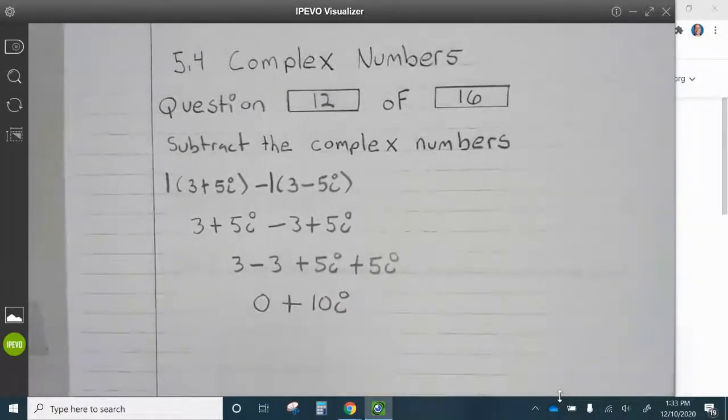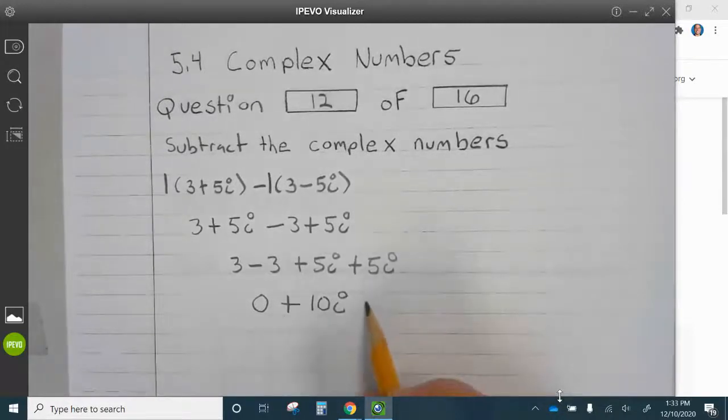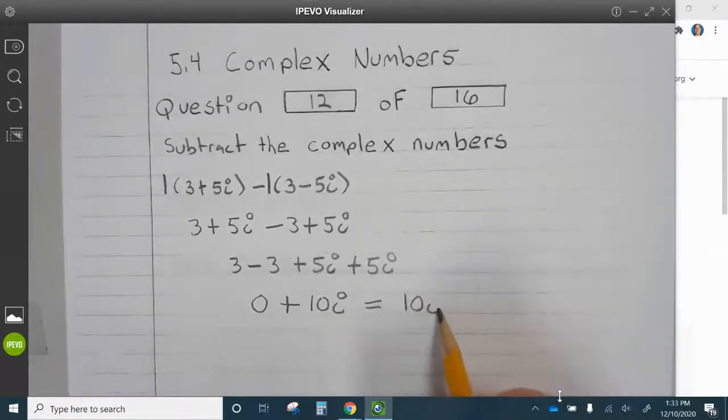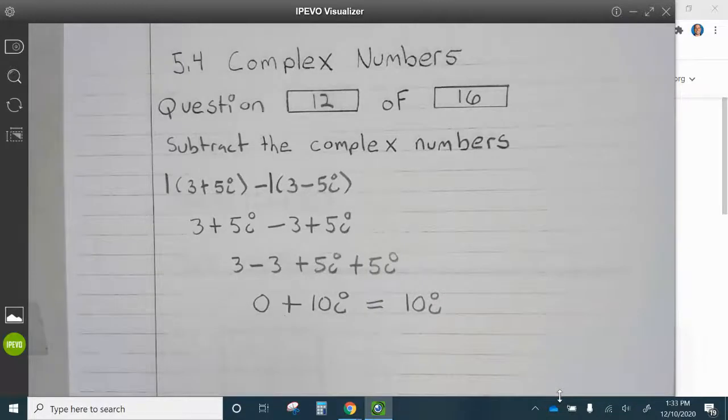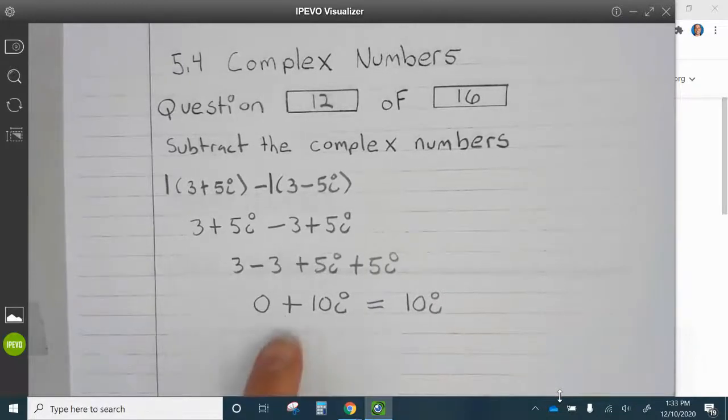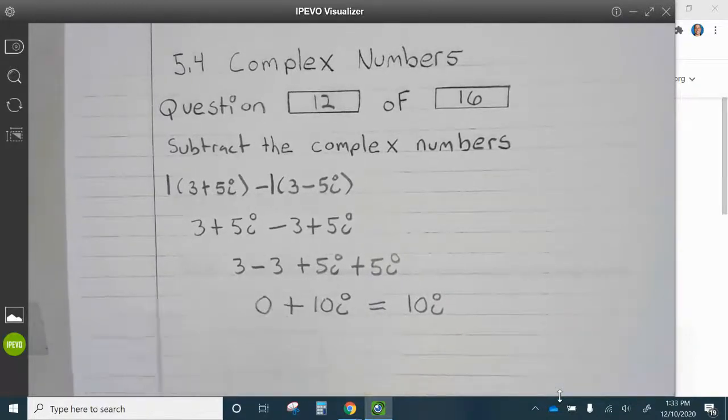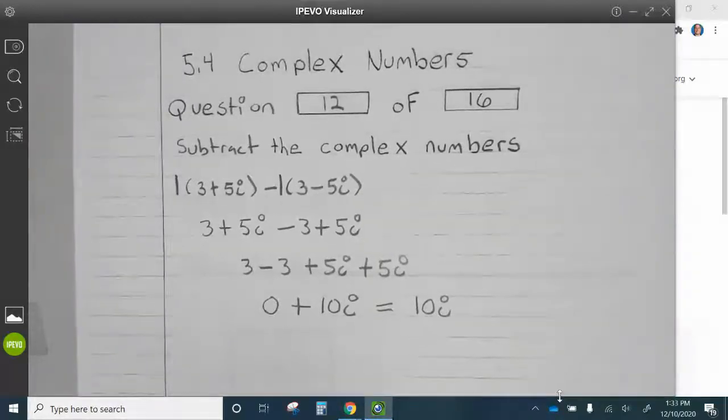Now, in HRW, they might accept that answer, or they might just want 10i. I'm not quite sure. Okay, either one of those. They're both mathematically correct. I just don't know which one's going to go in HRW. All right.